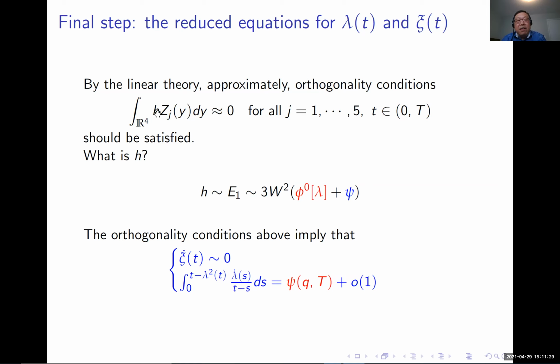So if we translate the orthogonal condition, and this is the main error, what you get is that the Ksi will be zero, okay? The dynamics of the spike. But the lambda will be a non-local equation. And the equation for lambda contains two parts. One part comes from this phi zero, and this will give you this non-local equation. And another part comes from the outer problem.